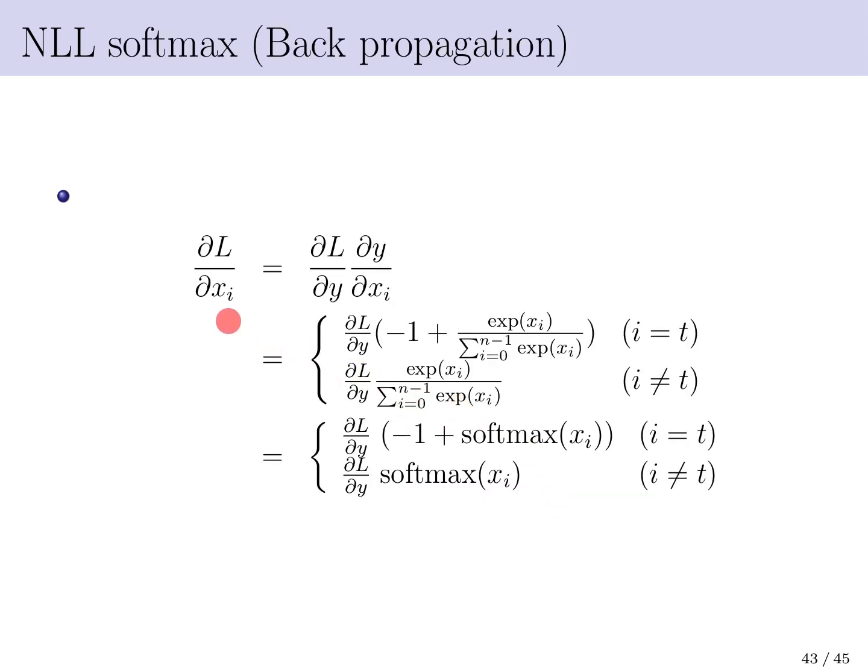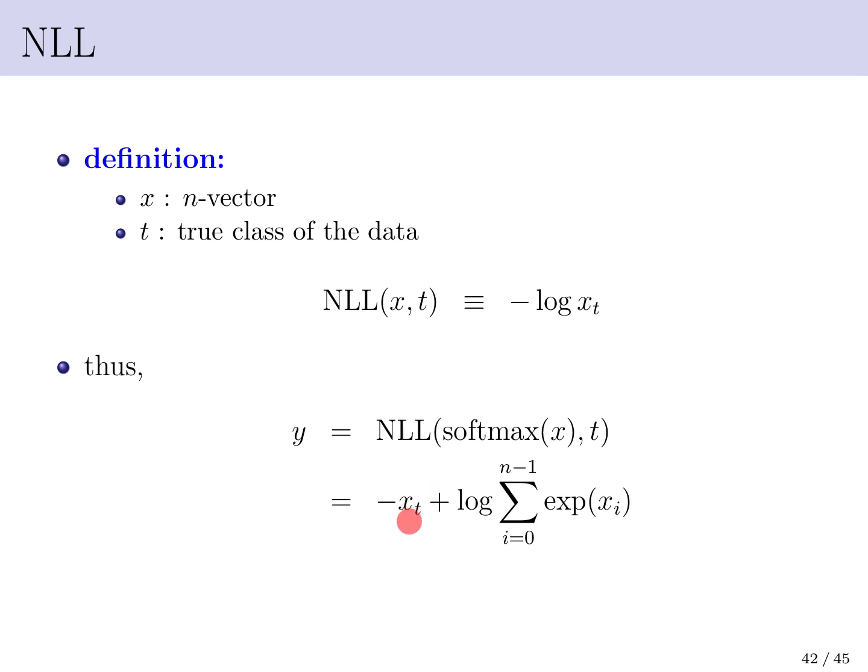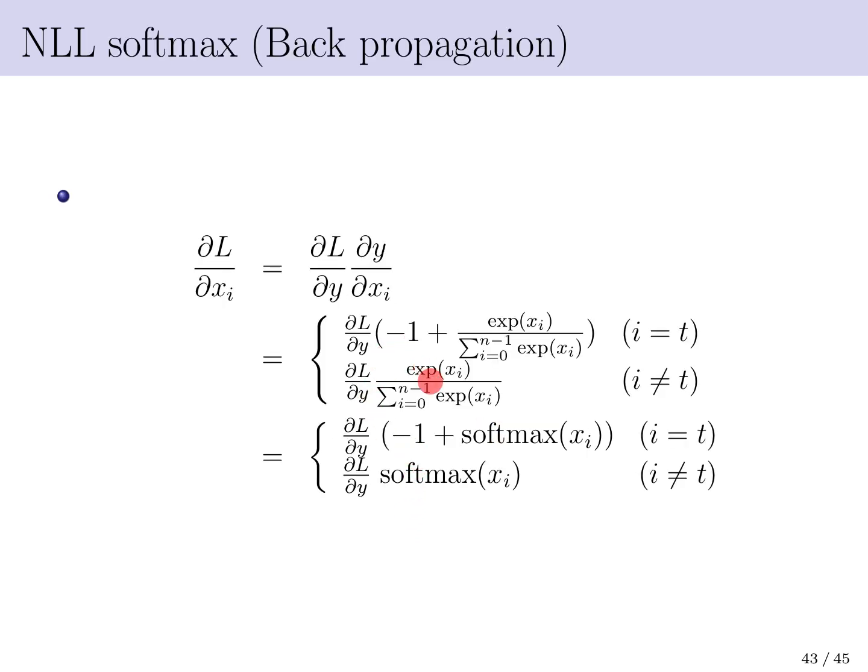The only thing is that depending on i, whether i is the true label or not, the derivative of this term either becomes 1 or minus 1 or 0, right? And it can be more conveniently remembered by this.